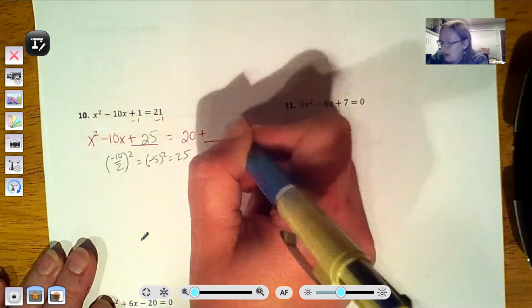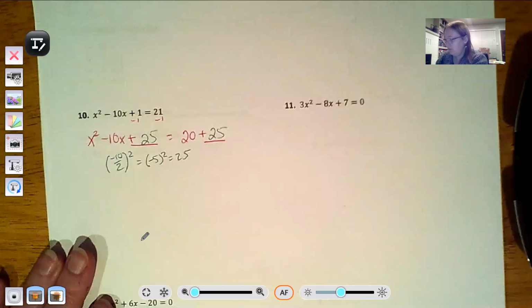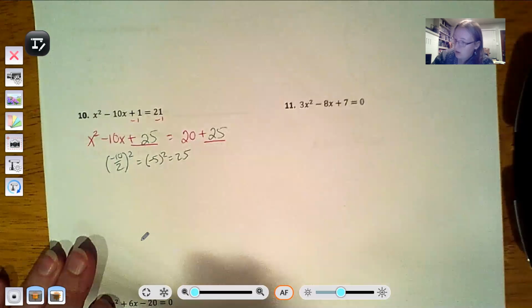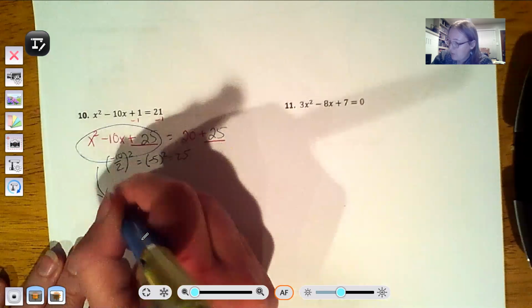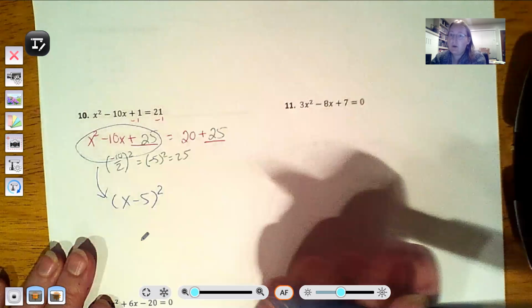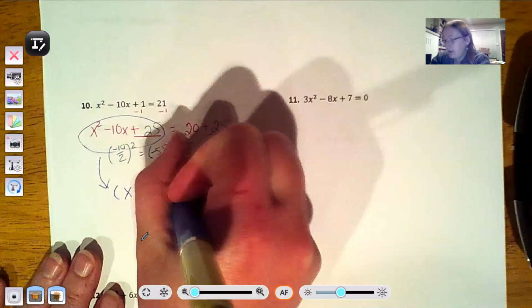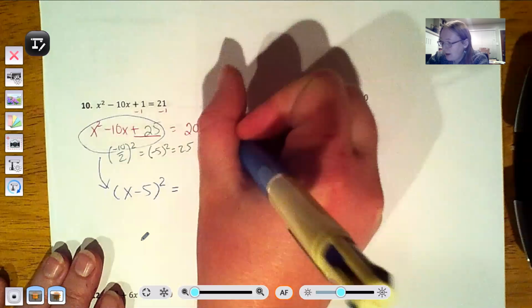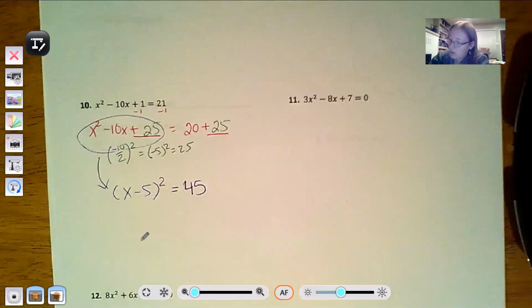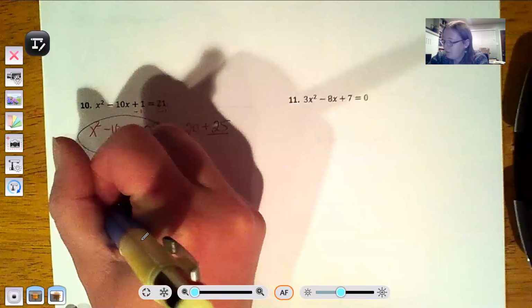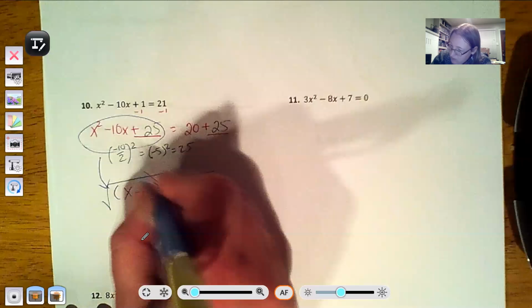What I do to one side, I do to the other. Okay, this expression is the perfect square, x minus 5. I'm writing it as a perfect square so I can use the square root method for solving. And then that is 45. So to solve that, I'm going to get rid of the square by taking the square root. So I'll have those cancel out.